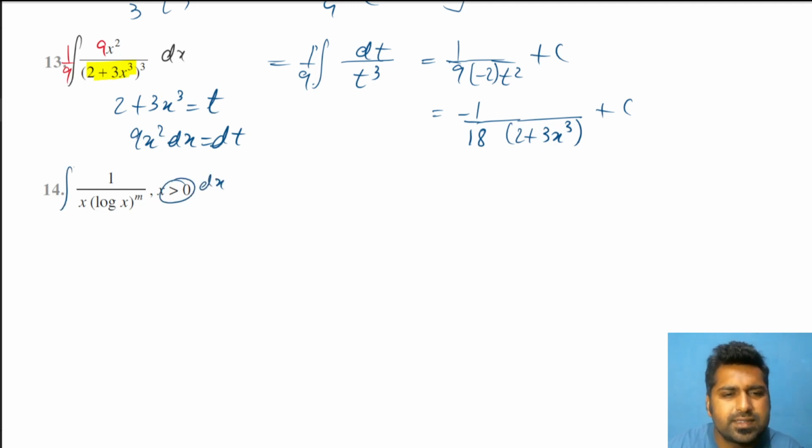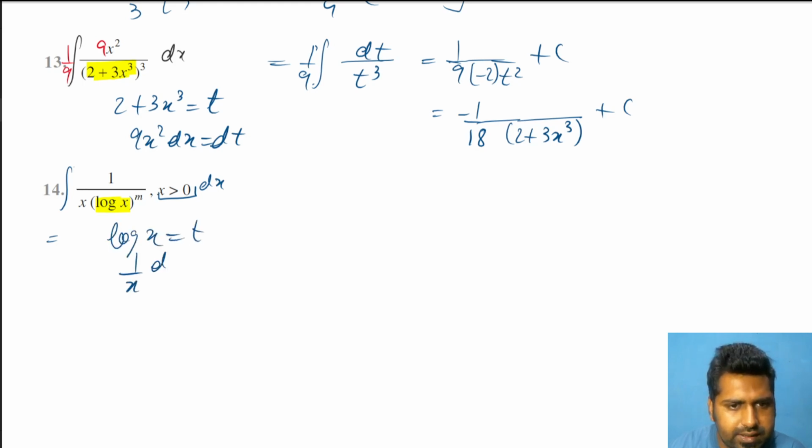Why is this written? This is written to make this valid, because I told you that inside log, the quantity has to be greater than 0. So that has nothing to do with the question as such. It's only making the function defined. So same thing, which is weird. Log x is t. 1 by x dx is dt. I'll erase dx from here and write it here.